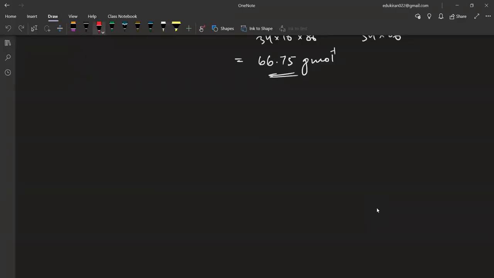Please write with me. Applications of depression in freezing point. When there is depression in freezing point, we can use it in places where we have very low temperatures. In very low temperatures, what will happen? Everywhere where you have water, it will freeze. And when it freezes, you will not be able to use that water.